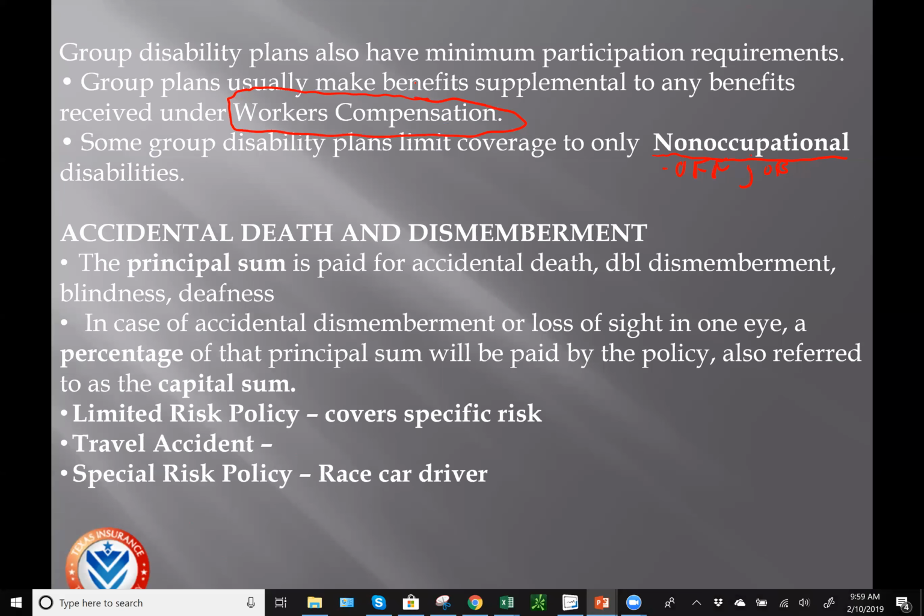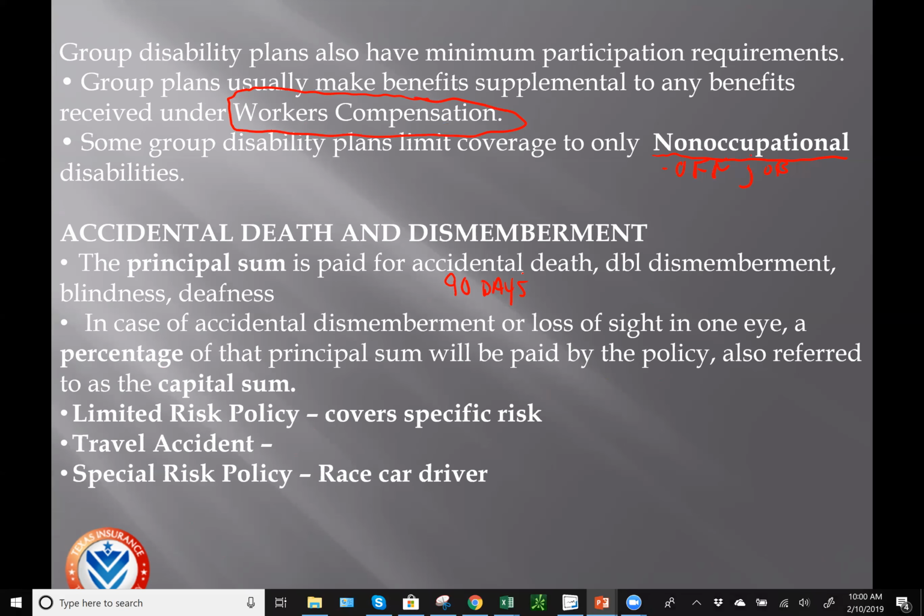Next, we have accidental death and dismemberment. Could be a rider to a disability policy or a standalone AD&D policy. The same thing you learned earlier about AD&D. There's the principal sum, which would be paid for an accidental death. And make sure you know for accidental death, death must occur within 90 days of the accident. It would also pay that principal sum for a double dismemberment, permanent blindness, or permanent deafness.